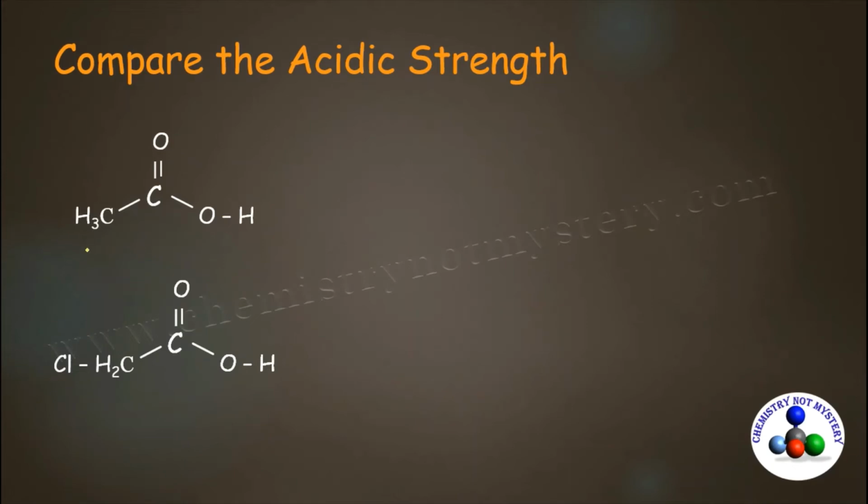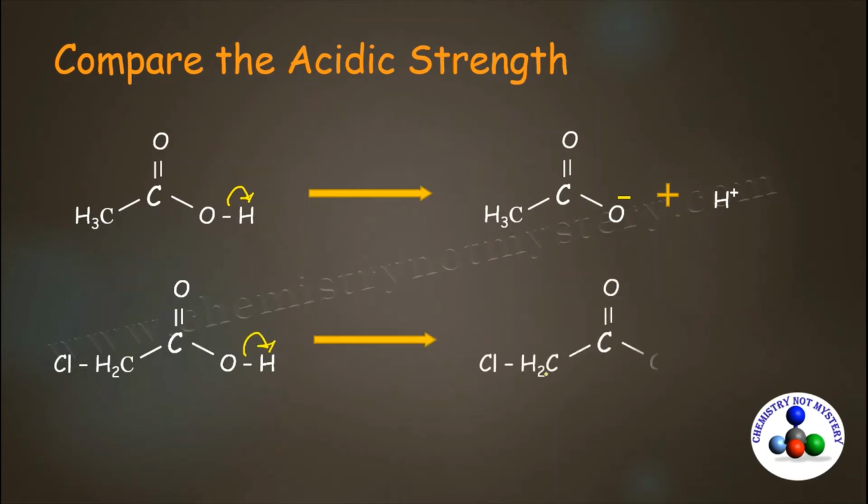Here it is acetic acid and this is chlorine substituted acetic acid. So now compare the acidic strength of both the acids. After losing a proton, acetic acid will form acetate ion, and here there is no electron withdrawing group attached to it. But when this chlorine substituted acetic acid loses a proton, it forms this anion.